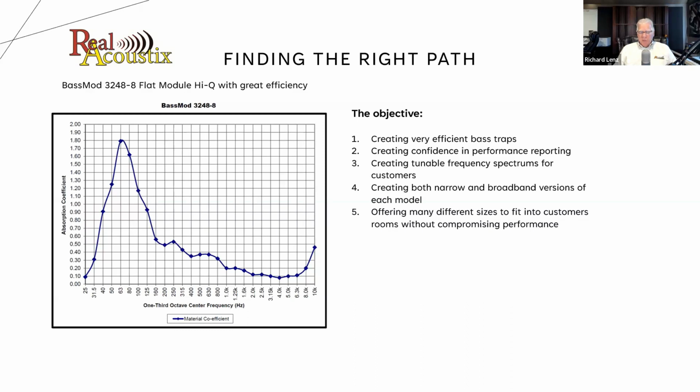And the other thing was to create both narrow and broadband. For instance, this one that you see here is a narrow band. We get a lot of customers saying, I've got real issues at 63. So here we go. The BassMod 3248 will take 63 and just basically kill it. Which is what you're looking for.